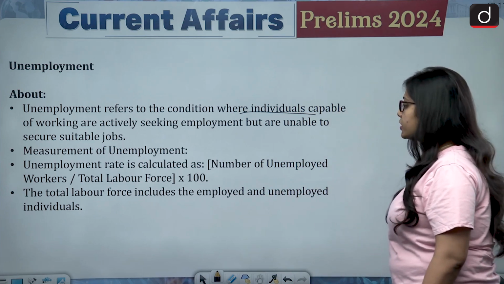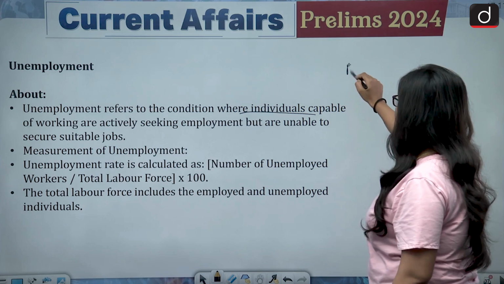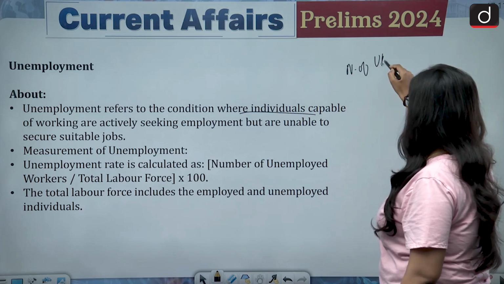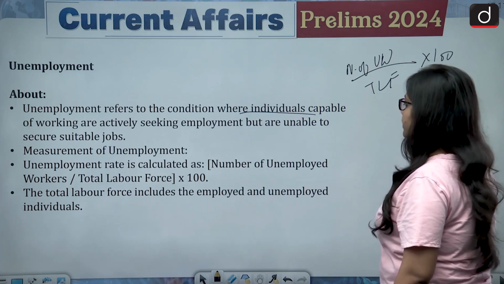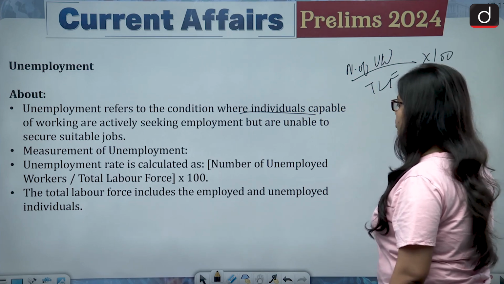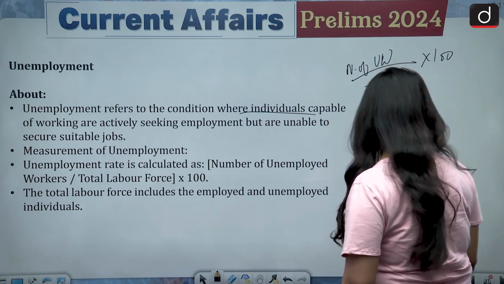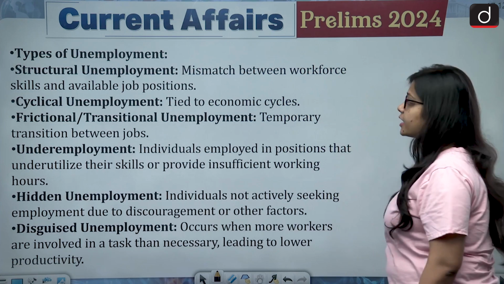Unemployment rate is calculated as number of unemployed workers upon total labour force into 100. So the total labour force includes the employed and unemployed individuals. It means who are employed and who are seeking employment.